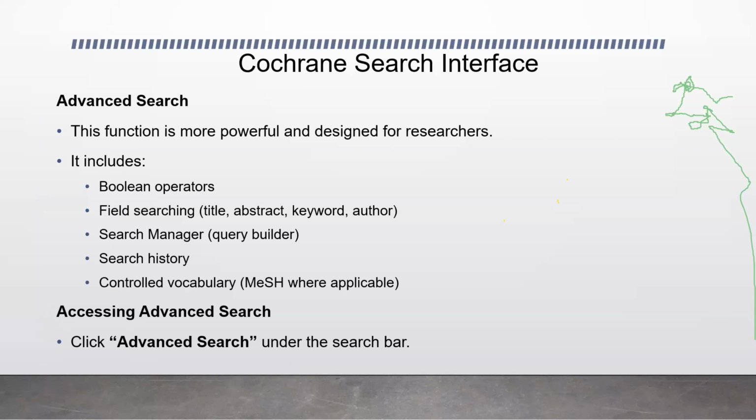So now the advanced search, this function is more powerful, and it is designed for researchers. It includes Boolean operators, field searching, search managers, search history, and the controlled vocabularies.